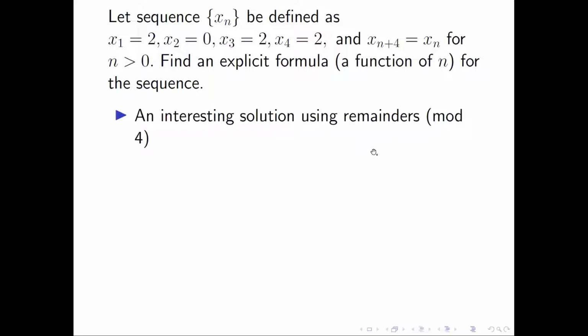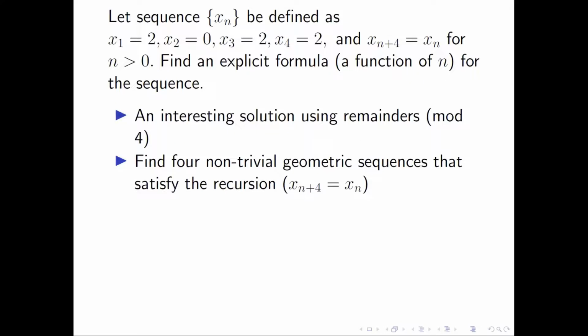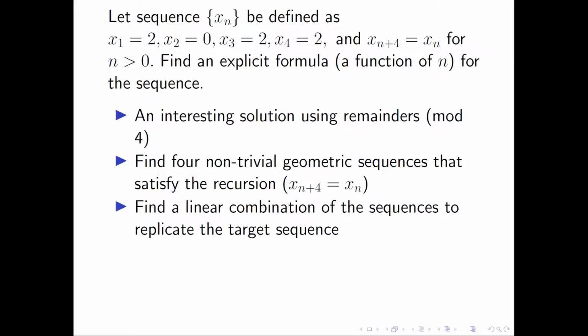Here's the agenda. First, I'm going to introduce an interesting solution using remainders when integers are divided by 4. Then I'm going to introduce another approach using geometric sequences that satisfy the same recursion. Using a linear combination of the 4 sequences, we will be able to replicate the target sequence, the one for 2, 0, 2, 2.